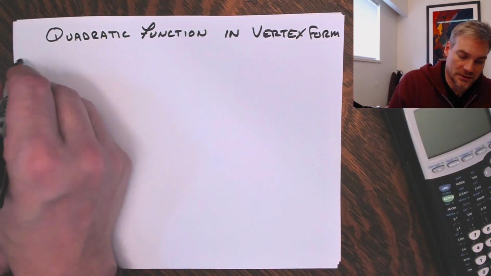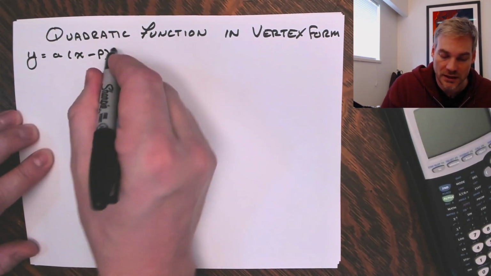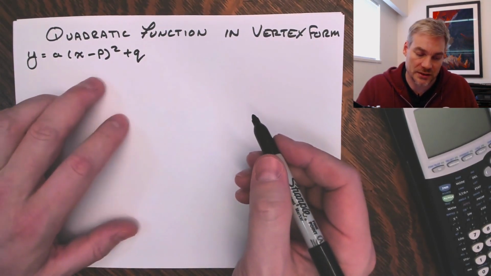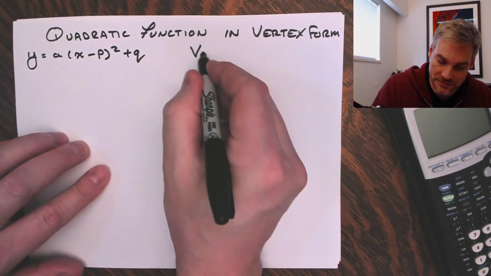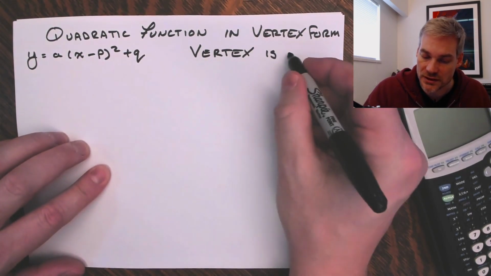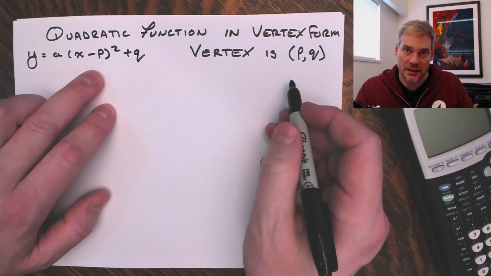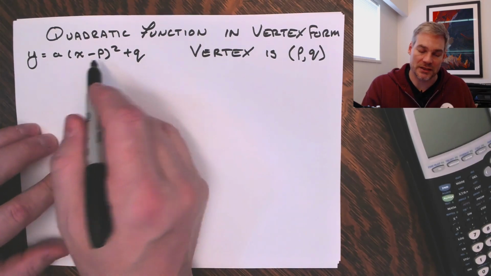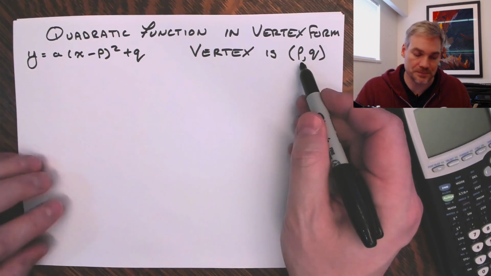So the equation for this is y equals a bracket x minus p squared plus q. We call this the vertex form because you can read the vertex of the parabola right out of the equation. So the vertex is given by p comma q. Now note that it's the opposite sign here, so it's actually just the p value. So if you had something like x plus 2, p is actually negative 2.